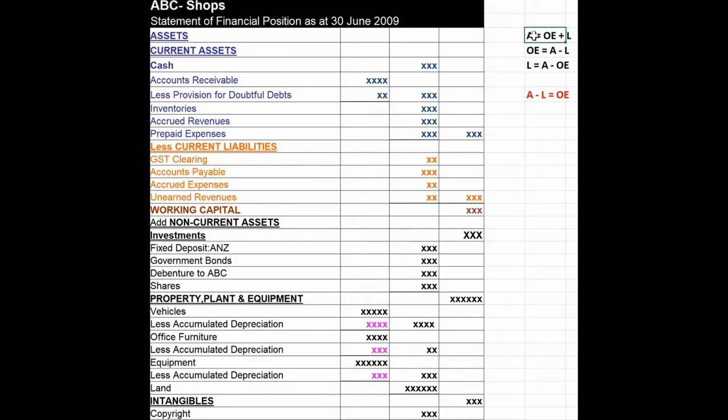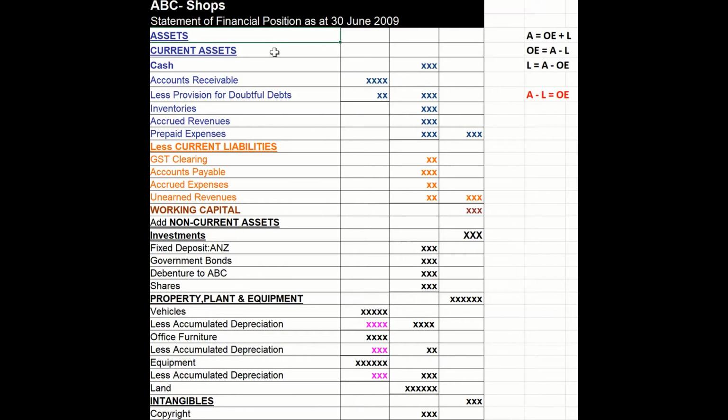Now, the most common accounting equation is known as assets are equal to owner's equity plus liabilities. You can obviously also say owner's equity equals assets minus liabilities, or liabilities are equal to assets minus owner's equity. The layout of my statement today is going to be assets minus liabilities equals owner's equity. Now, you can also do that layout in two different ways. You can firstly add up all your assets and then subtract all your liabilities. However, I'm going to do it this way.